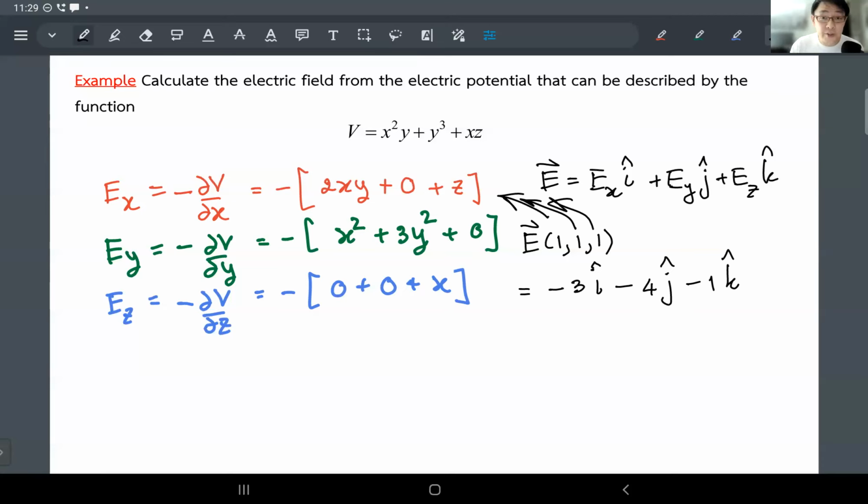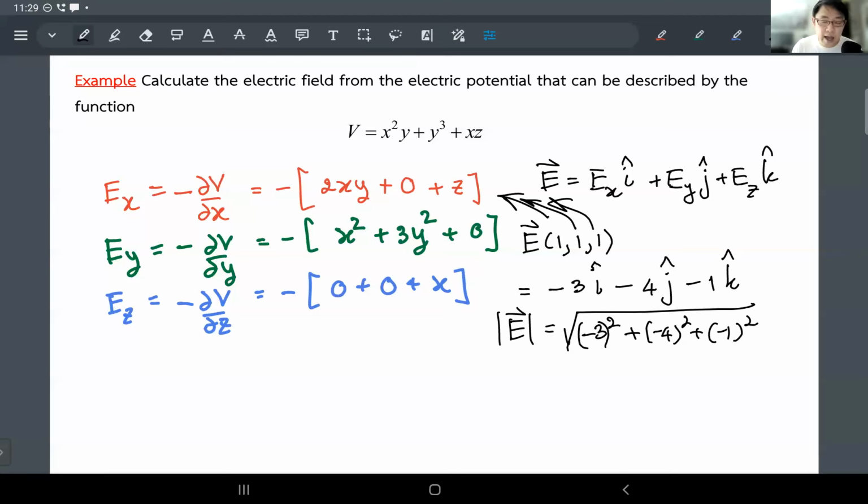And if you want to find the magnitude of the electric field, that's no big deal. The magnitude is just the Pythagorean theorem. You put negative 3 squared, negative 4 squared, negative 1 squared, and the square root. Isn't that easy? All right, guys. So I think you got the way that you can get to the electric field from the potential function very easily. That's no big deal, right?